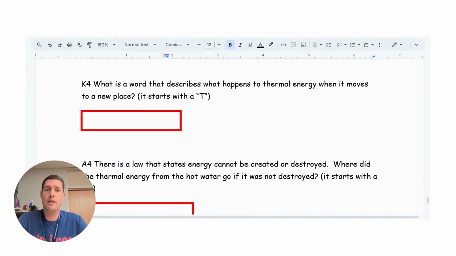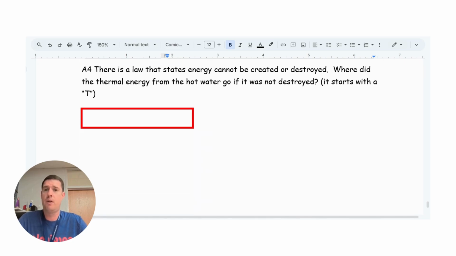Okay. What is a word that describes what happens to thermal energy when it moves to a new place? We call this transfer. It moves from one particle to another. That's it. That's all that happens. Energy doesn't go away. Energy doesn't cease to exist. It just moves from one place to another. We call that transfer. There's a law that says energy cannot be created or destroyed. Right? This is called the law of conservation of energy.